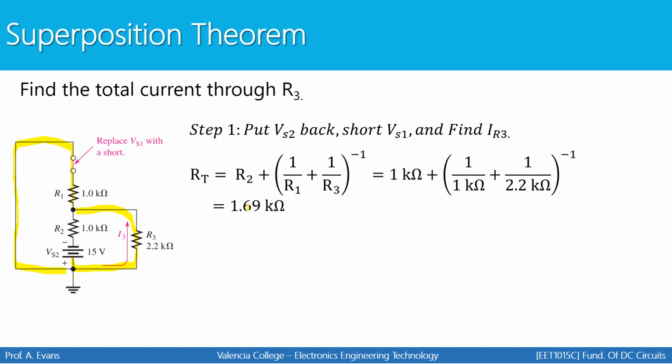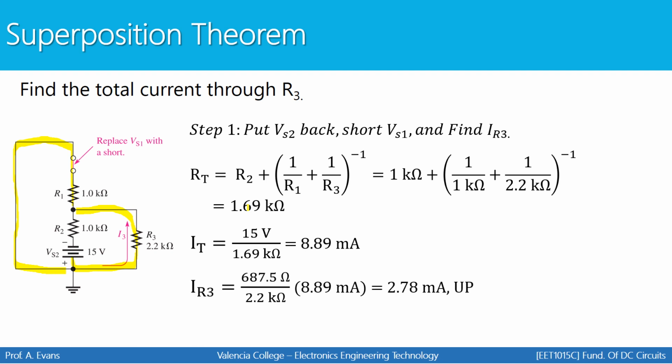Now that I have the total resistance, let's find the total current, which is going to be the voltage for Vs2 divided by our total resistance. And now I have to find the current that goes through R3. I can do that with a current divider. Keep in mind, the two paths for my current divider are this one right here and this one right here. So the numerator of my current divider is going to be the parallel combination of those two paths, R1 and R3. We're going to divide by the value of R3 and multiply by the total current going into the node, and you get 2.78 milliamps going up.